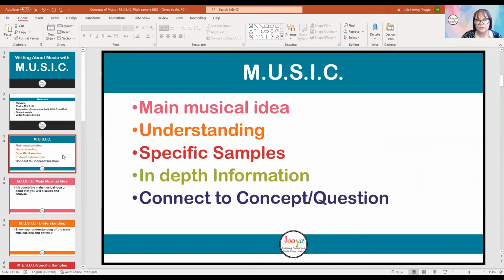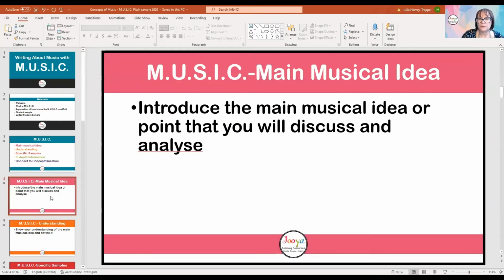So MUSIC stands for main musical idea, understanding of that idea, specific samples, in-depth information, and connect to concept or question, or connect to element, whatever it is that you're actually discussing. I apologize if I use the word concept, but where I teach, I actually talk about the concepts of music and not the elements of music, even though they're basically the same thing, different name, just under a slightly different umbrella.